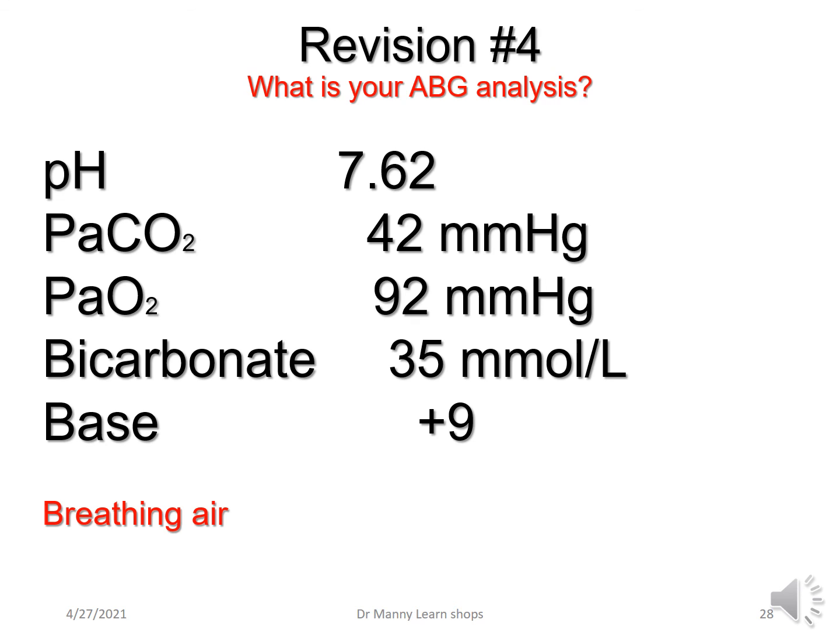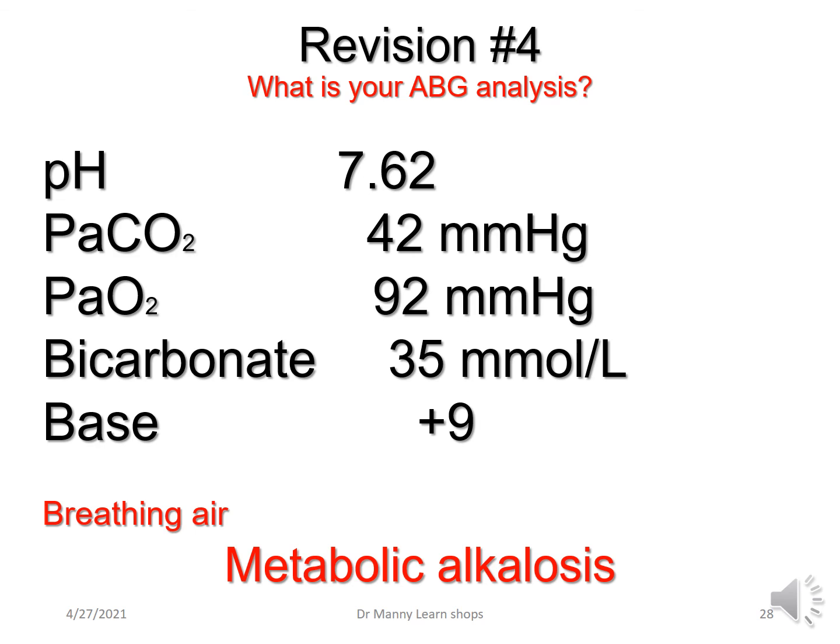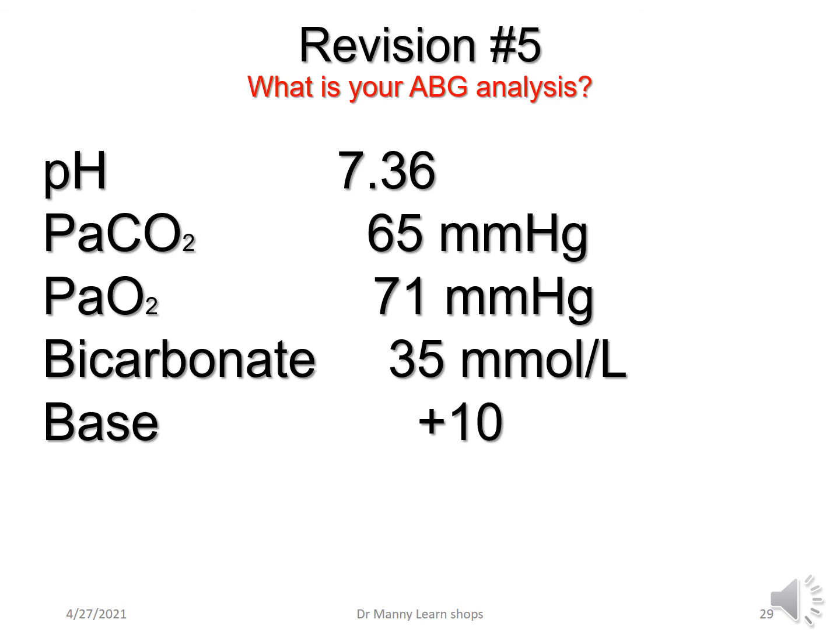The bicarbonate and base, however, are abnormal. They're abnormally high. Greater than 28, we've got 35 millimoles per litre. The base is more than plus 3, plus 9. So therefore it fits the picture that we have an alkalemia, but it's from the metabolic component. This is a metabolic alkalosis. Then we've got revision 5.